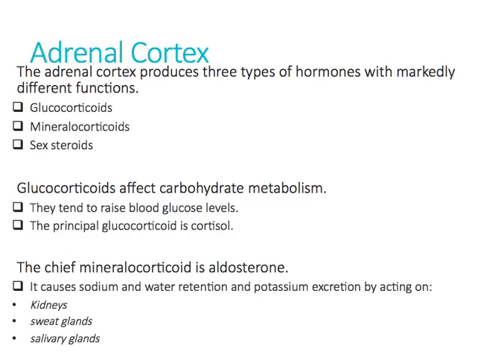The adrenal cortex produces three types of hormones with markedly different functions. You can have glucocorticoids, mineralocorticoids, and sex steroids. Glucocorticoids play a role in carbohydrate metabolism, so we've got more hormones that influence glucose in the blood. And mineralocorticoids, like aldosterone, play a role in water absorption.